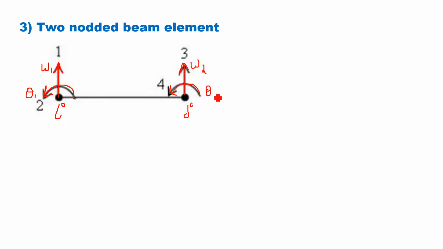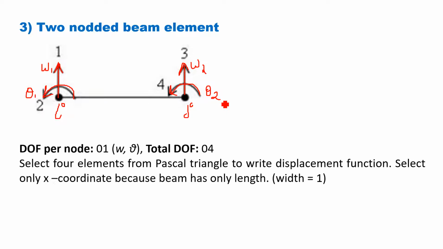So W1, theta 1, W2, theta 2, total degrees of freedom are 4 in the beam element. Okay, here df per node are 2. Okay, total degrees of freedom are 4.